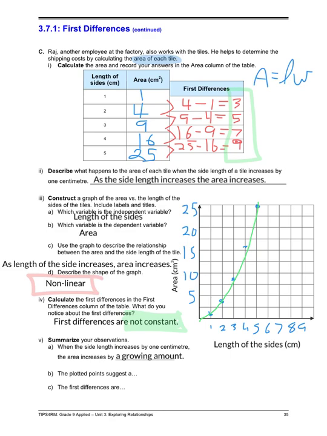By saying a growing amount, we are not making it seem that the rate of increase is the same, and we're speaking to the fact that this graph ends up not making a straight line, which we also would describe here as the plotted points suggest a non-linear relationship. So a non-linear relation. And last of all, the first differences are, as we've seen, not constant.